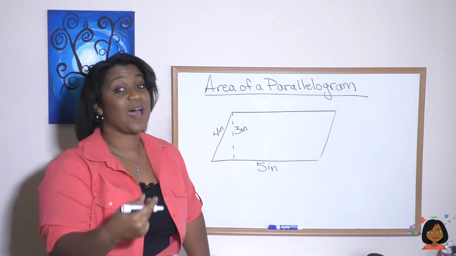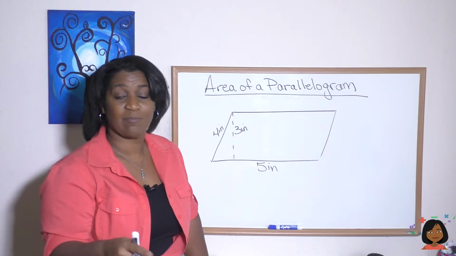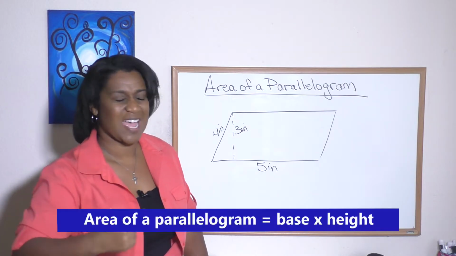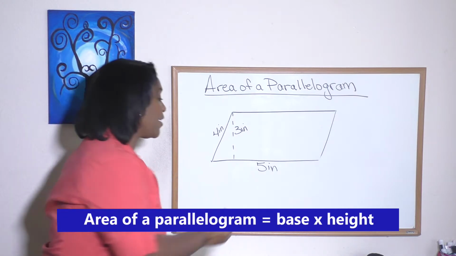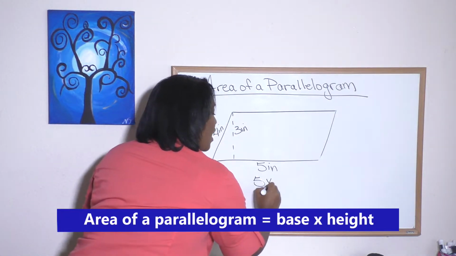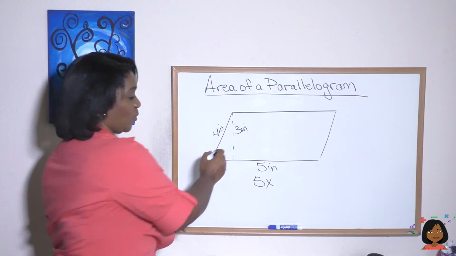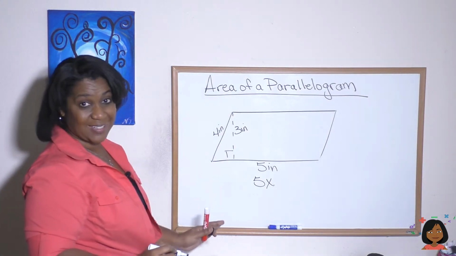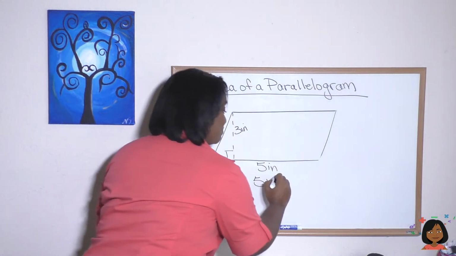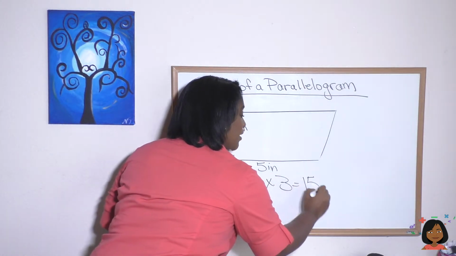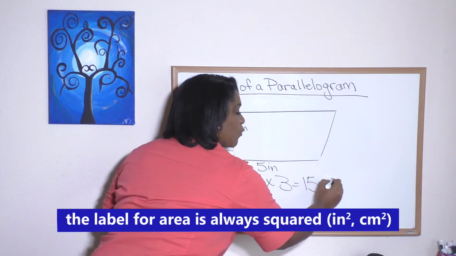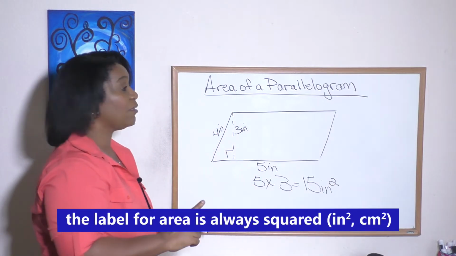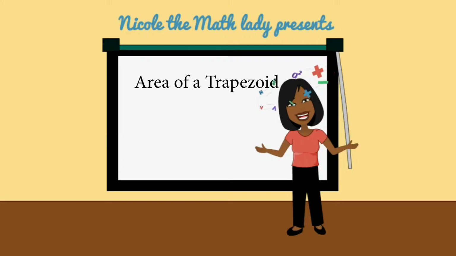If I asked you to find the area of this parallelogram, we would do, again, base times height. Our base is 5 inches. Our height, remember, is that 90 degrees, so I'm going to draw my little rectangle. We're looking for that dotted line, it's going to be 3. 5 times 3 is 15 inches squared, and we still use that squared label because we're looking for area.